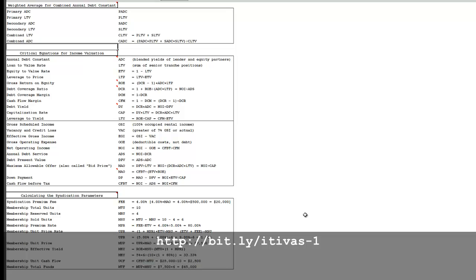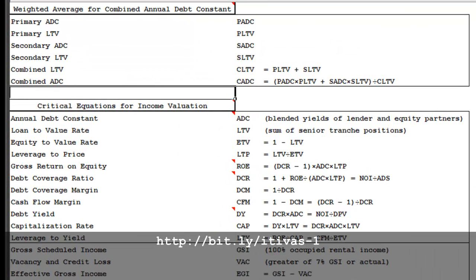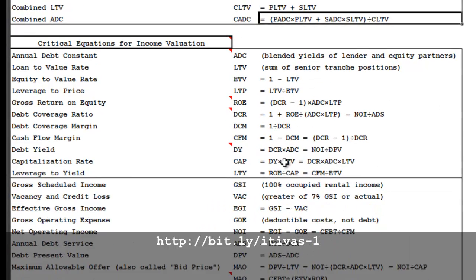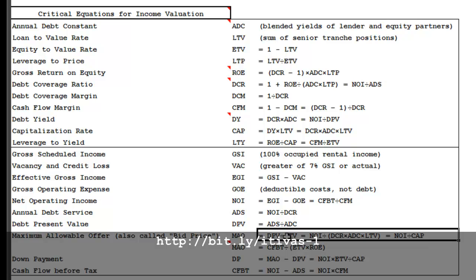On the equations worksheet, this is just a reminder of what the equations are for the various input and output parameters. It's a reminder for how to blend annual debt constants and how to calculate capitalization rate, maximum allowable offer, which is also called the bid price. Now there are two ways to calculate the MAO: by calculating the cap rate or directly from the debt coverage ratio, annual debt constant, and loan to value ratio.